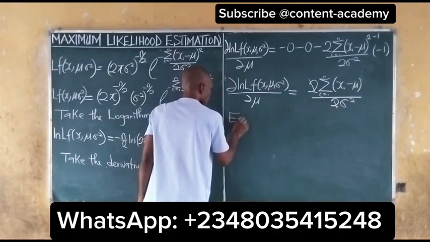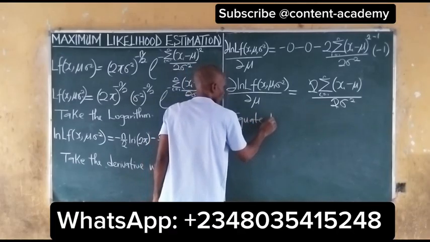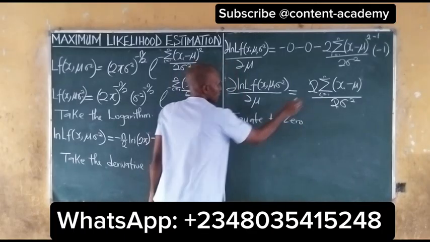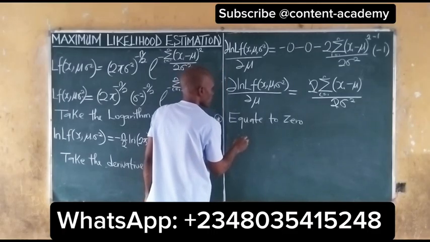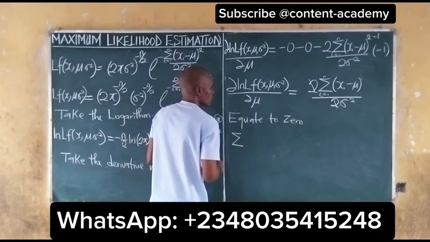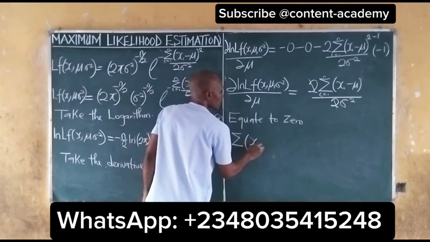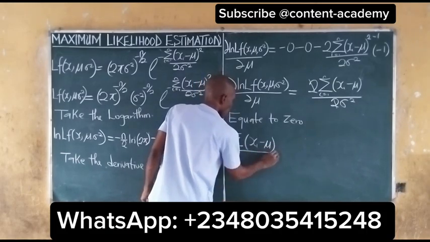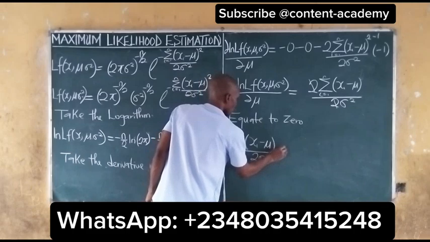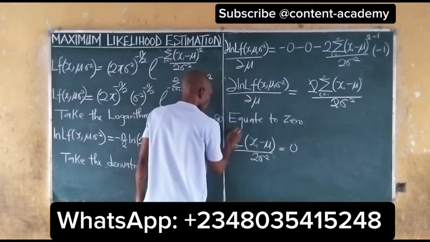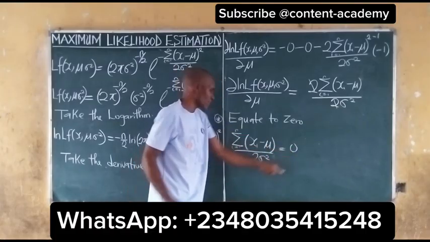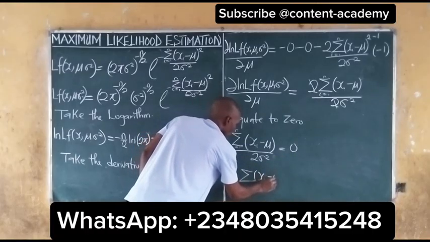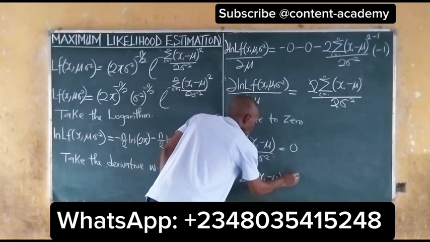We can also equate this to 0. If we equate this to 0, we have summation of xi minus mean, all over 2 sigma squared, is equal to 0, as i running from 1 to n. So this can multiply this, and we are left with summation of xi minus mean equal to 0.